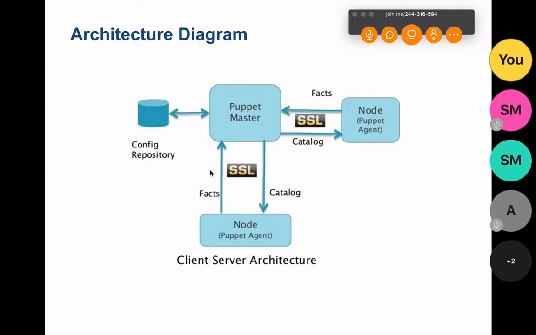This is again just an architecture diagram, a very simple one. You have a Puppet Master, you have 2 Puppet agents, and obviously the Puppet Master can be connected to a repository. What that means is the script that you write can be version controlled. And on the node, you will have facts that come from agent to master and the catalog that goes from master to agent.